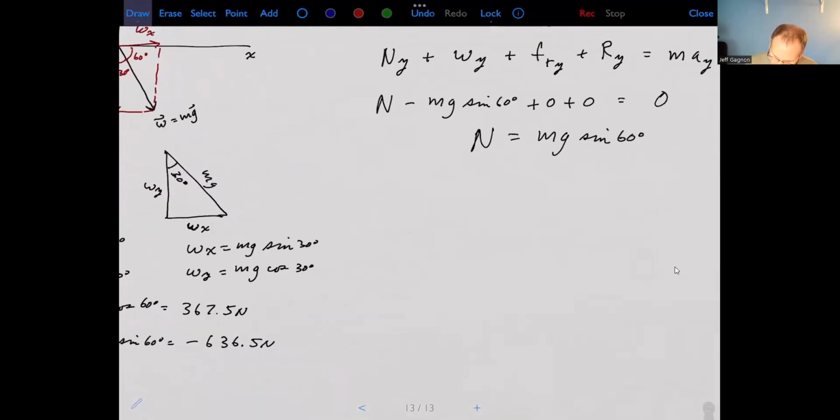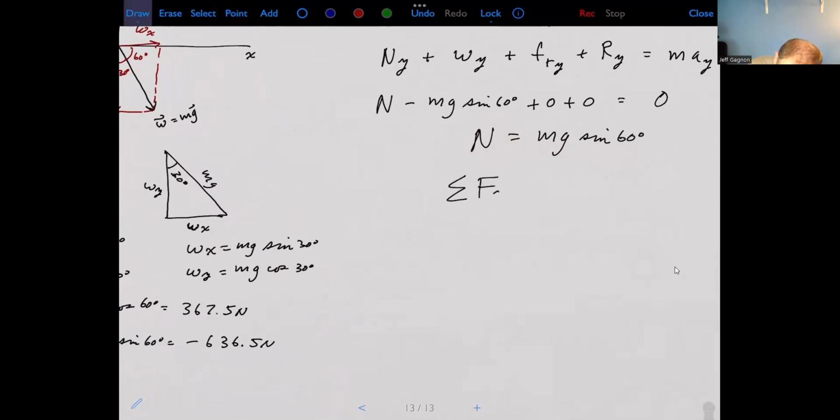But if you weren't given the frictional force and you were given just a mu, like a mu_r, in this case a mu for rolling friction, then you would need the normal force to calculate the frictional force. But we were given the frictional force directly, so we don't really need this, right? But I wanted to do it anyway, because usually you have to do both the x direction and the y direction. You have to apply Newton's second law in both directions. All right, let's do the x direction now.